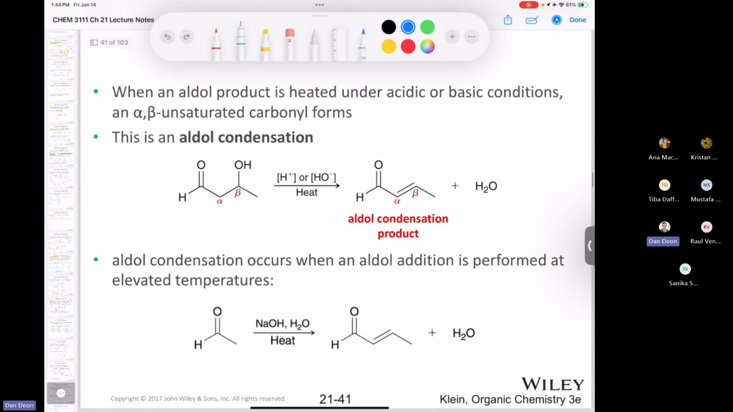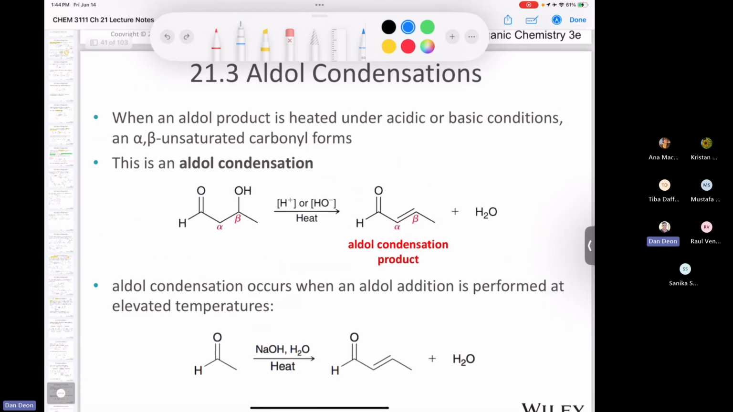Now, it says here, if you do the same condition, so a catalytic amount of acid or base, and you heat it up this time. So you see it down here. It's just sodium hydroxide, water, and heat. So what's the difference? Is heat. It says here, when the aldol product is heated under acidic or basic conditions, you get an alpha beta unsaturated carbonyl. So you see that we have a double bond between the alpha and the beta carbons. And of course, we lose water in the process. So an aldol condensation occurs when the reaction is performed at elevated temperatures.